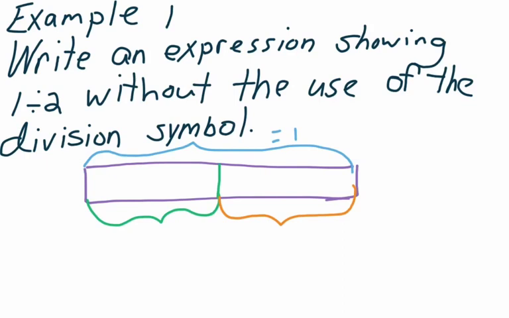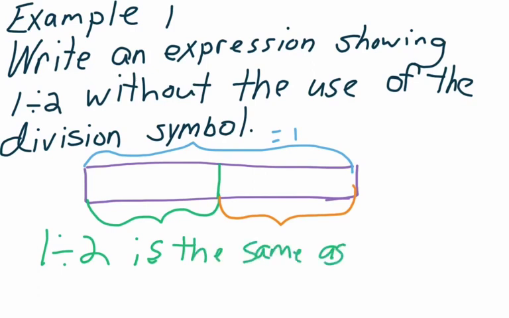What can we determine from the model? That 1 divided by 2 is the same as 1 over 2, the dividend over the divisor.